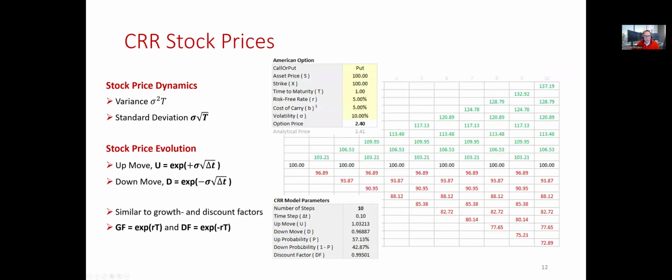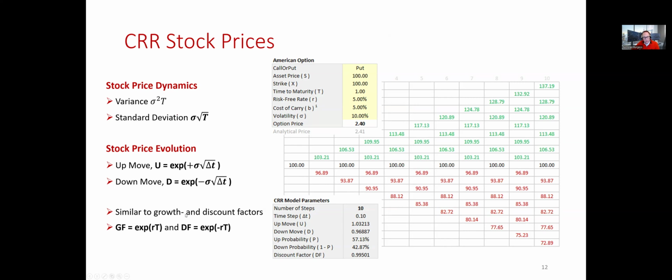So let's have a look at what that might look like in a spreadsheet. I'm going to show you some screenshots of the spreadsheets, and then we're going to jump into them as well. We know that the stock price dynamics have a variance of sigma squared t, and therefore the standard deviation is the square root of that, which is sigma root t. Stock prices evolve with an up factor of exponential plus sigma root t, and a down move, same thing but with a minus.